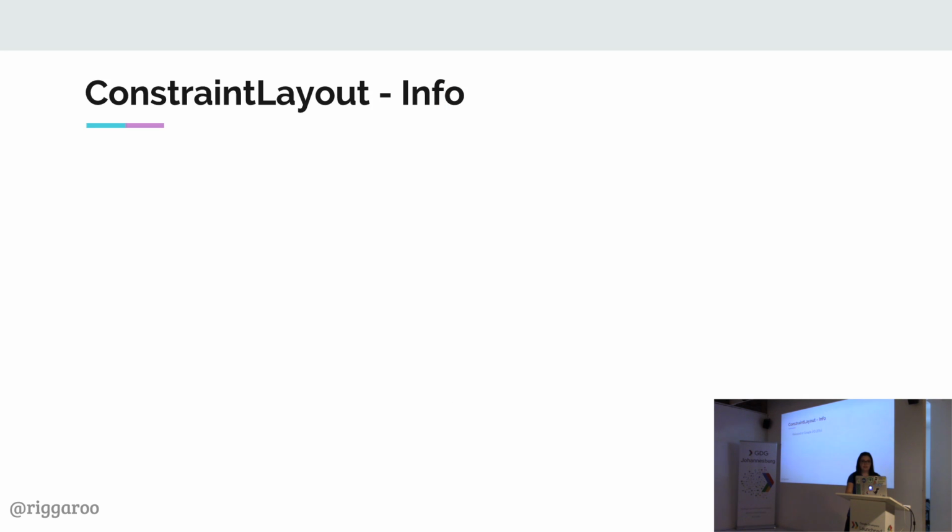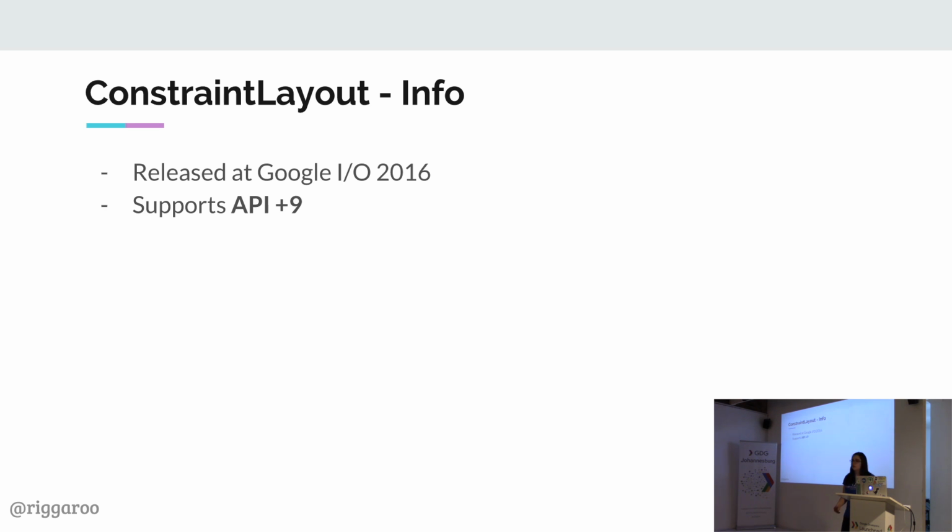Okay, so background information on constraint layout. It was released at Google I/O 2016, so it's been going for a while now. When I initially tried it out, there were quite a few bugs with it, but there have been a lot of improvements lately, and it's got a lot more features as well. It also supports API level 9 and up. I think that's Gingerbread. I'm not sure. It's really old. So you can guarantee that it'll run on most of the devices that you use today.